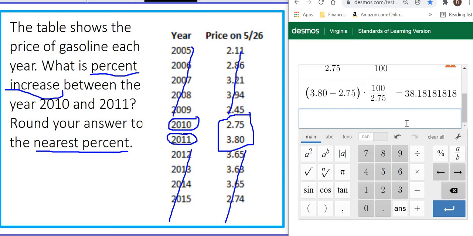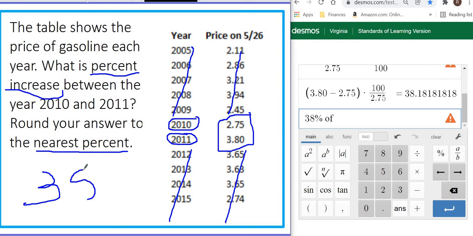So that means my answer would be 38% is my percent increase. So my answer would be 38%, and that is an increase.